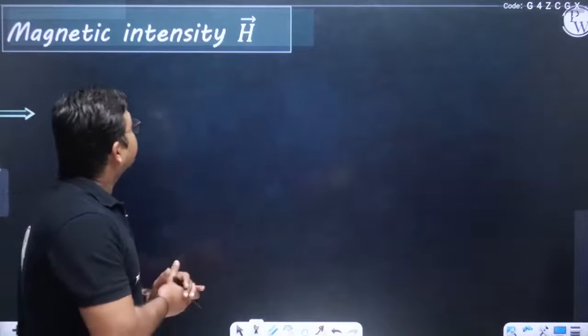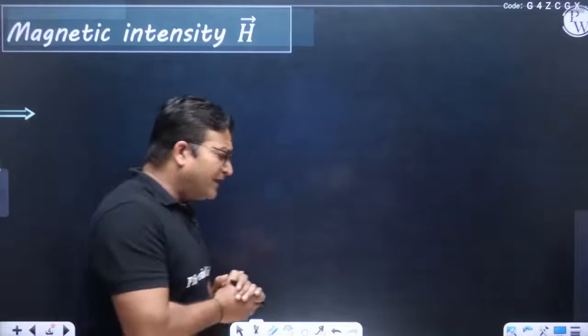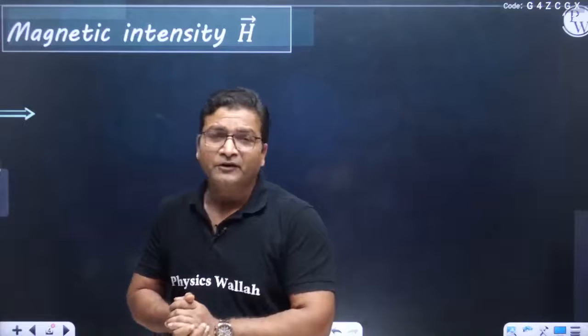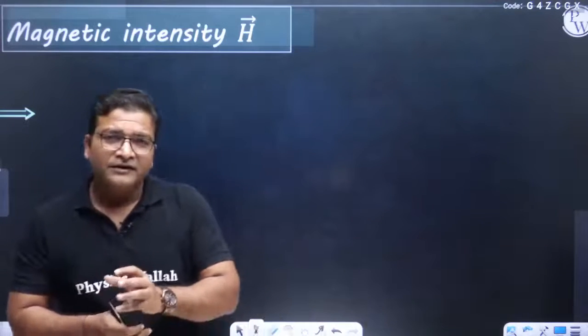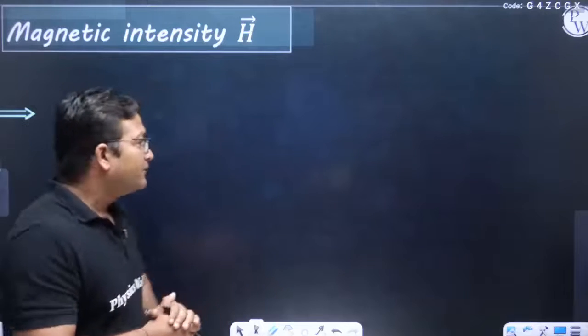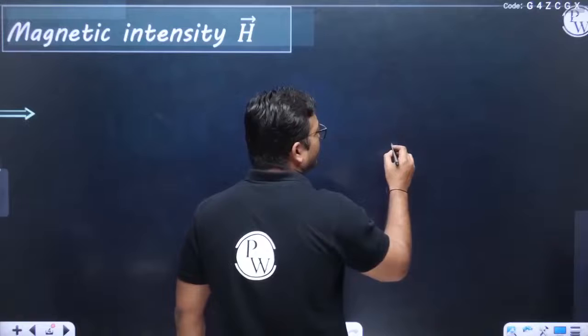Let us learn a little more in detail about magnetic materials. The first is magnetic intensity. I find the concept of magnetic intensity difficult for many students because books don't explain it the way they should, I think. So let me try once to explain it. Suppose we have a solenoid.